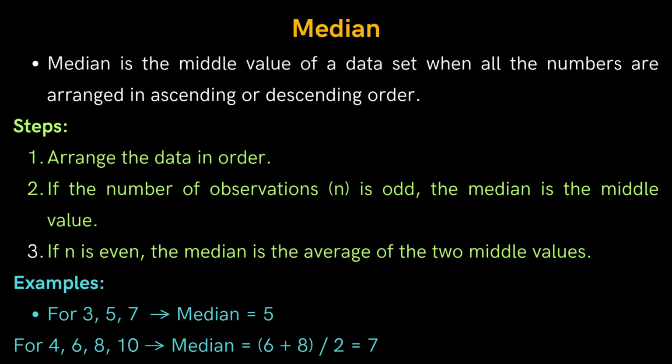Median is the middle value of a data set when all the numbers are arranged in ascending or descending order. Steps: arrange the data in order. If the number of observations, n, is odd, the median is the middle value. If n is even, the median is the average of the two middle values. Examples: for values 3, 5 and 7, the median will be 5. For values 4, 6, 8, 10, median will be equal to (6 plus 8) divided by 2, which is equal to 7.